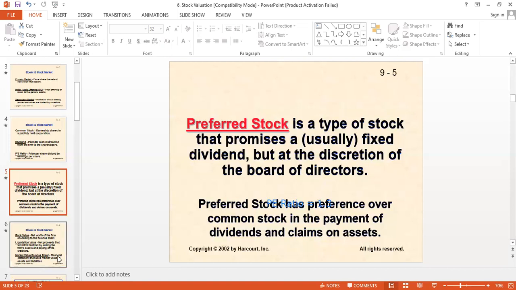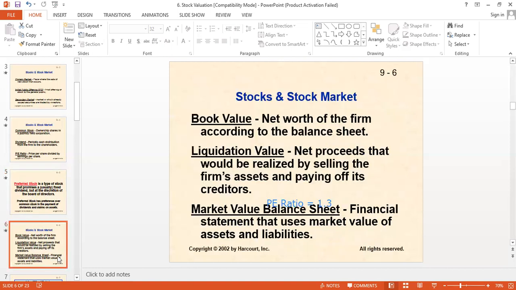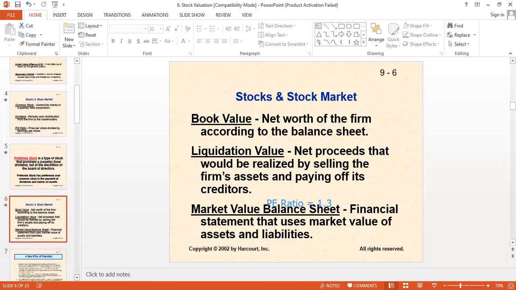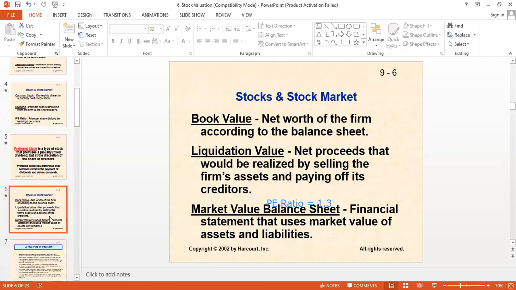All right. Moving forward, the next slide: book value, liquidation value, and market value, balance sheet. What is book value? It says net worth of the firm according to the balance sheet. You are talking about the balance sheet.